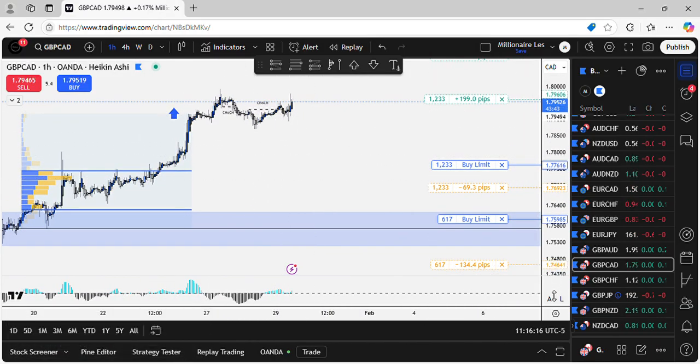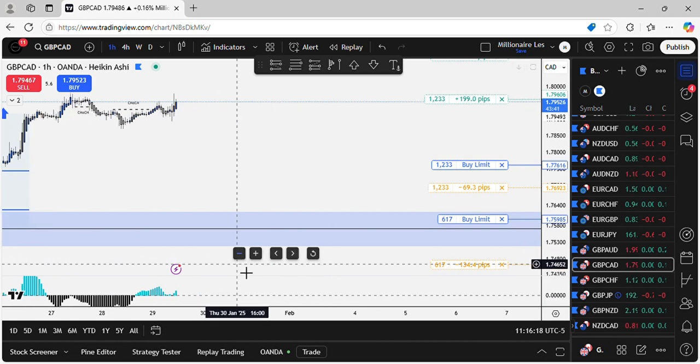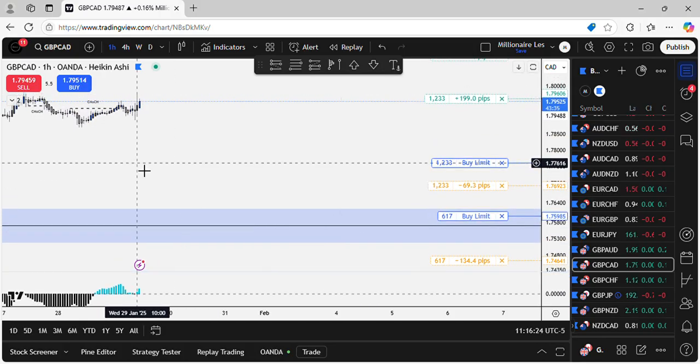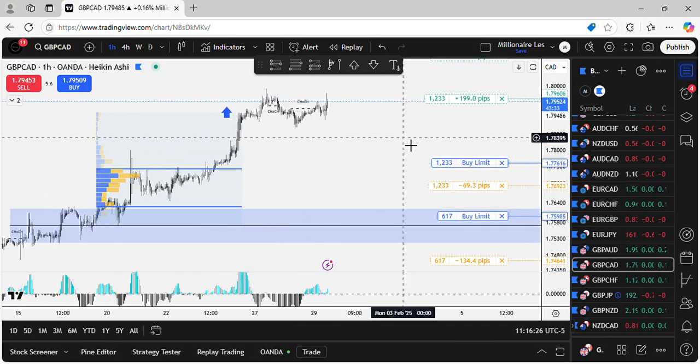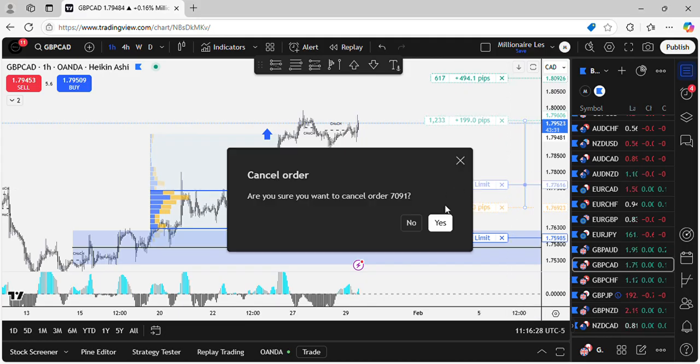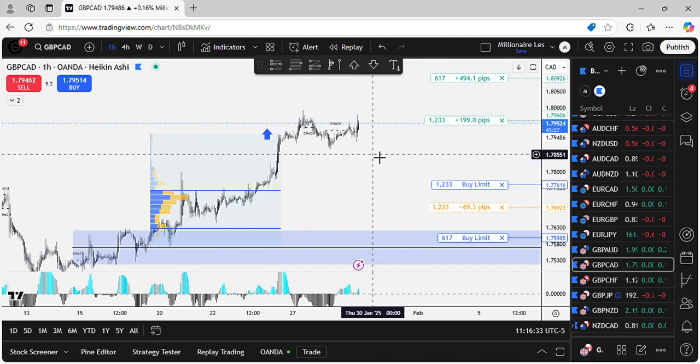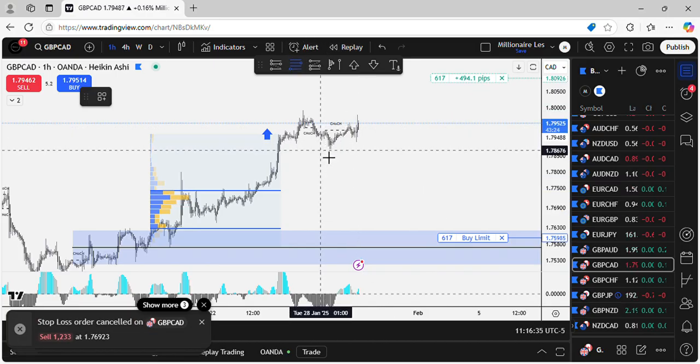All right, so as you can see, oh, did I miss it? I think I missed it. I did not set it. Yep, I for sure missed this trade. Dang. So I missed this trade.